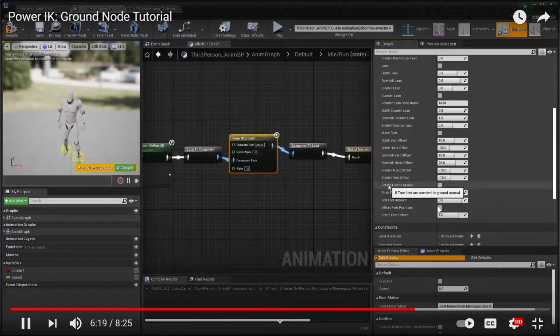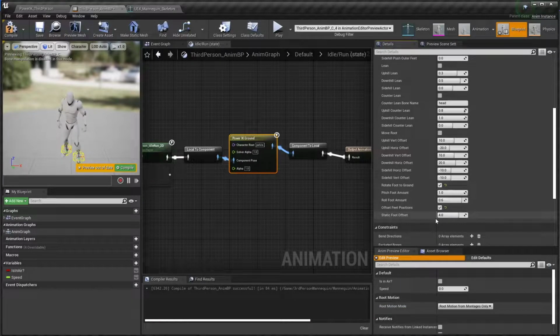In this case, what we're going to do is rotate the foot to the ground, and I'm going to offset the feet a little bit to get them out of the ground. So I'm going to hit compile, go back here, and now when we stand on the hill, you can see our feet are conforming to it. It looks a bit silly, but that offset pushed those feet out of the ground. That's just a static offset that you will have to noodle a little bit. Right now it's set to 4 centimeters. If we set that to 0.